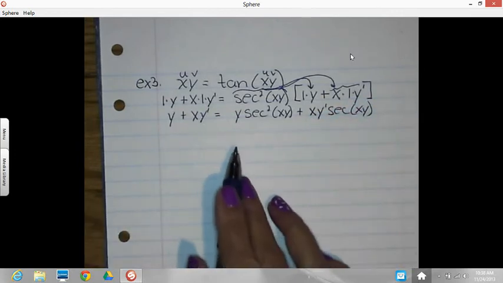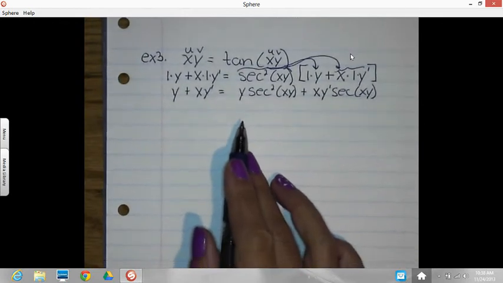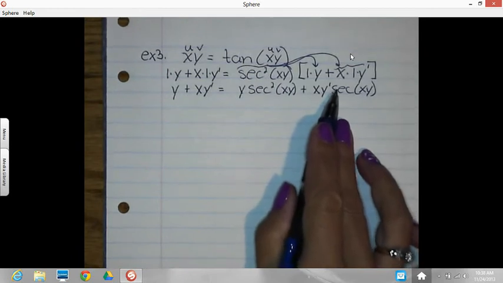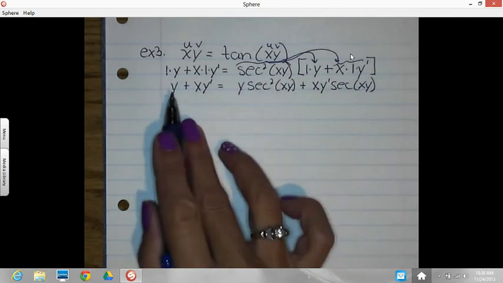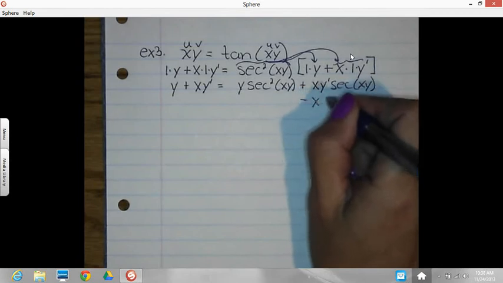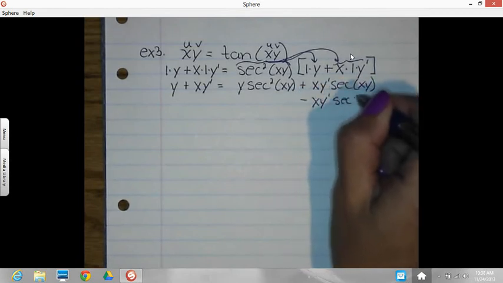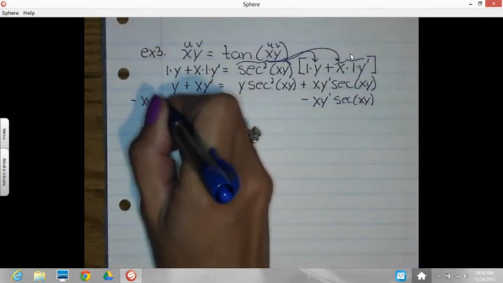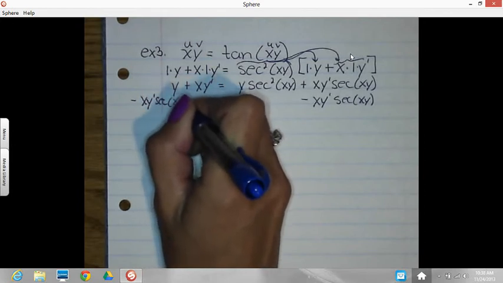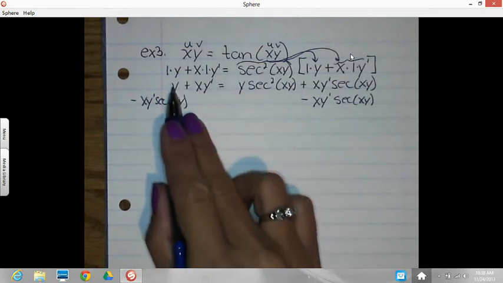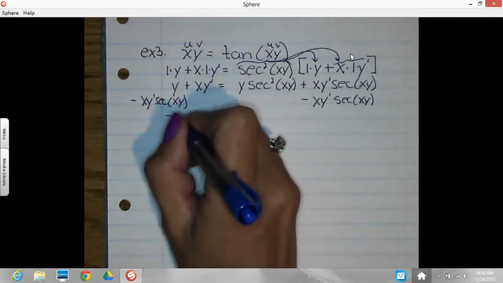Okay, now I've got to isolate the y prime terms. There's a y prime here and here. I want those on the left. Anything that doesn't have a y prime I want on the right. So this term here has to get kicked to the right. This one's got to come back to the left. So I'm going to subtract xy prime secant of xy from both sides. I want to subtract this y term here because it doesn't have a y prime on it. Anything without a y prime goes to the right. So I'm going to subtract y from this side of the equation, and I'm going to subtract y over here.